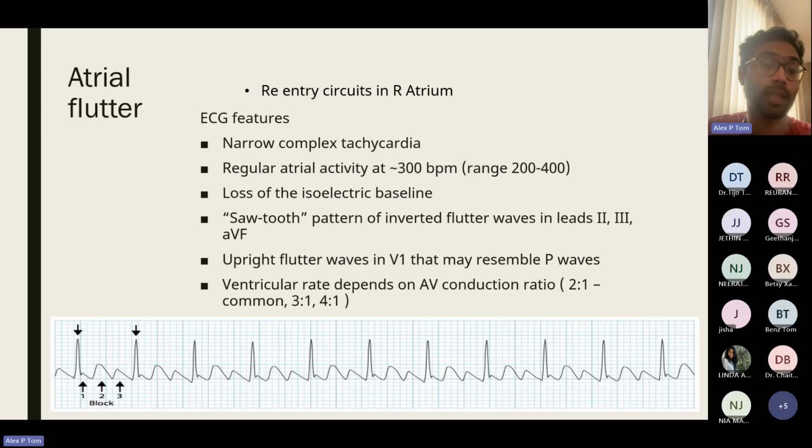So every 3 atrial depolarizations, or every 3 P wave like structures, one is getting conducted down, and that is how an atrial flutter rhythm would look. The atrial activity rate would be very high, at around 300 beats per minute, but the ventricular activity will depend on the conduction ratio. So count the number of P wavelets, and that will give you the atrial activity, and it would be a regular atrial activity. That's what happens in a flutter.